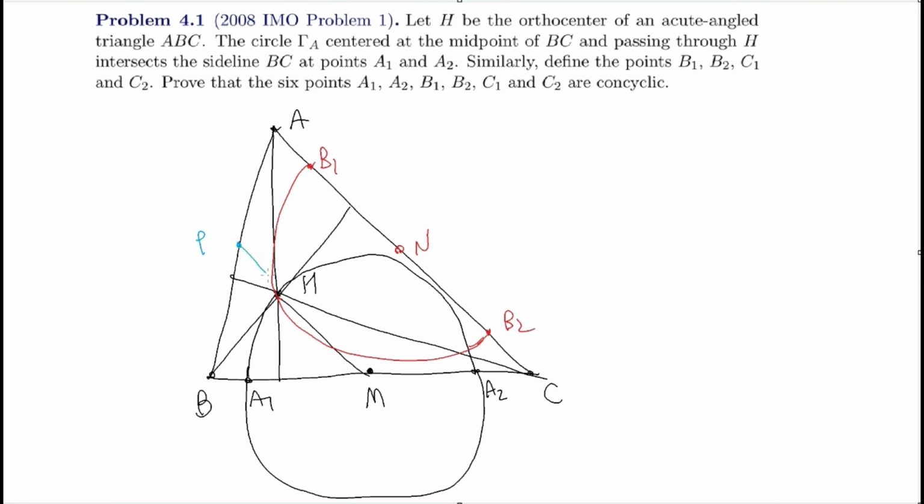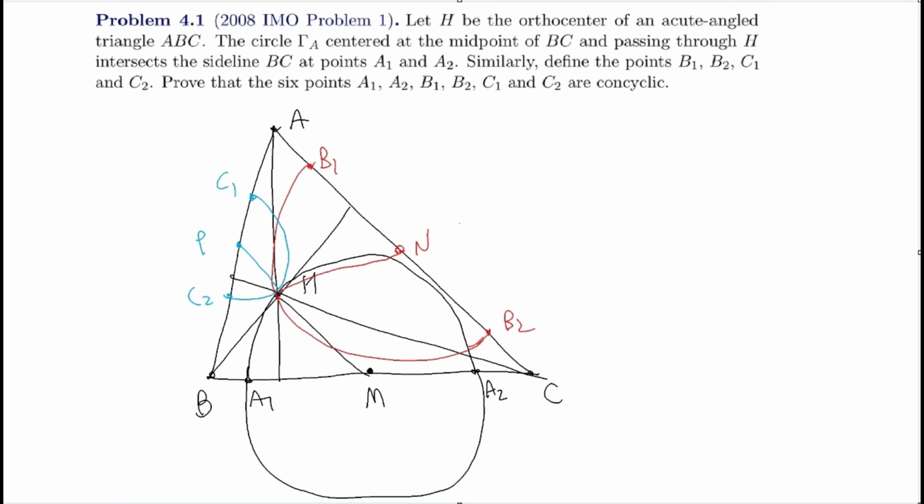And then we draw in this circle here. And this radius should also be marked. And if we draw this here, we get that. And that's C1 and C2. We have to prove that all these points are concyclic.